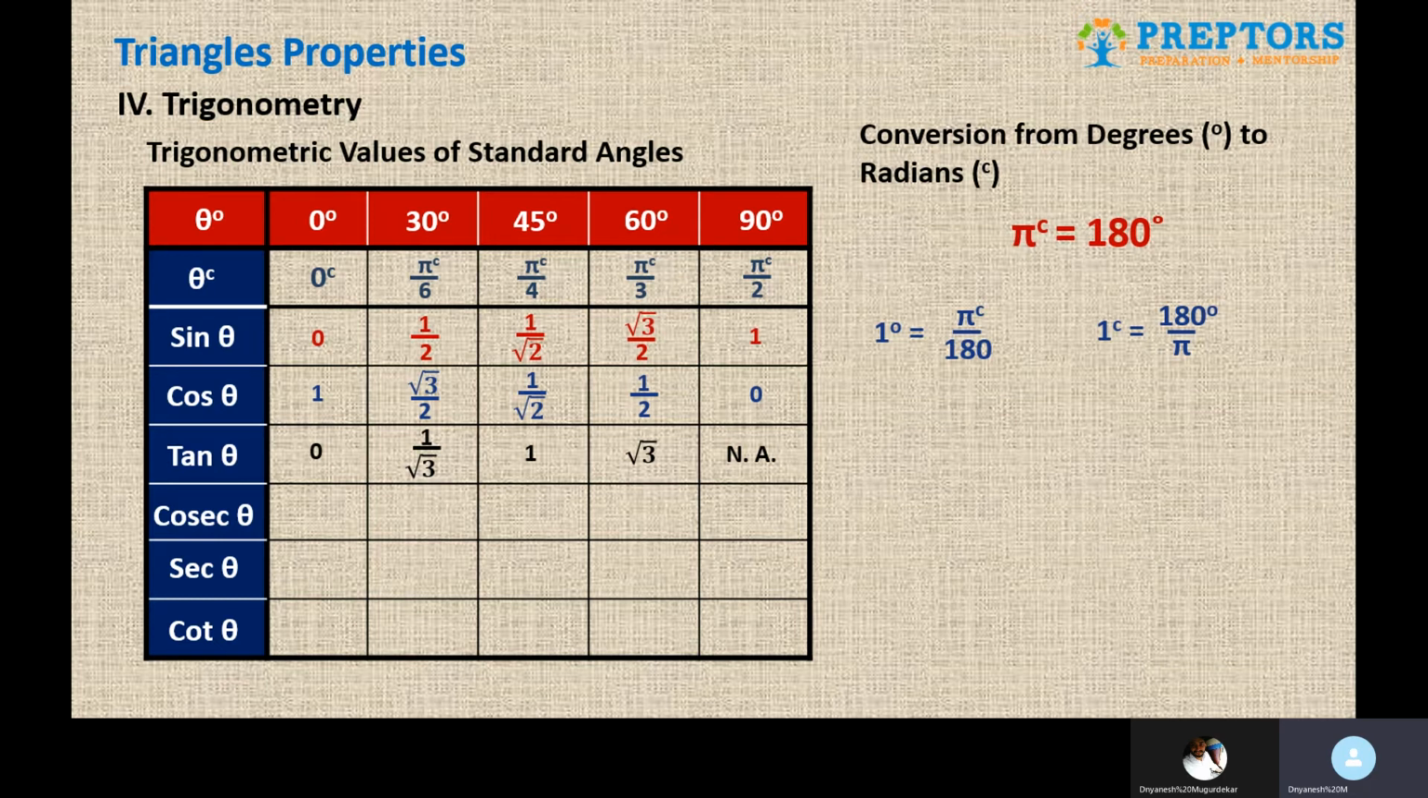Cosec theta is the inverse of sine: the inverse of 0 is not applicable, the inverse of 1 by 2 is 2, the inverse of 1 by root 2 is root 2, the inverse of root 3 by 2 is 2 by root 3, and the inverse of 1 is 1. Similarly, sec will be the inverse of cos, and the inverse of tan will be cot. So again, I hope you can now see the fact that you only need to remember the sine values and the rest everything follows very easily accordingly. This is what the important part is here.